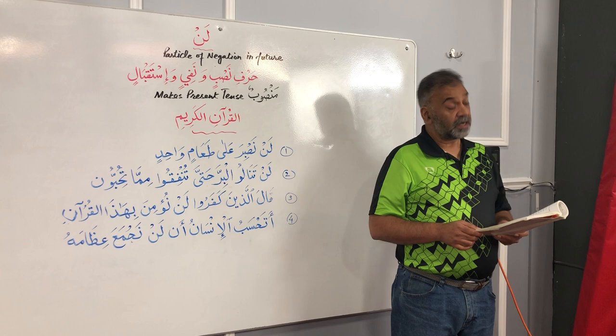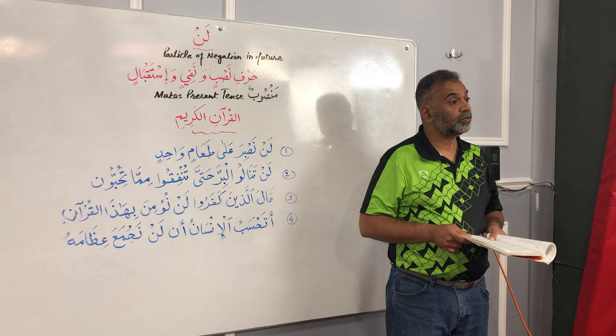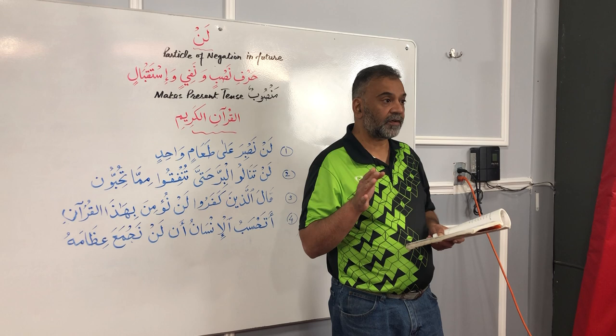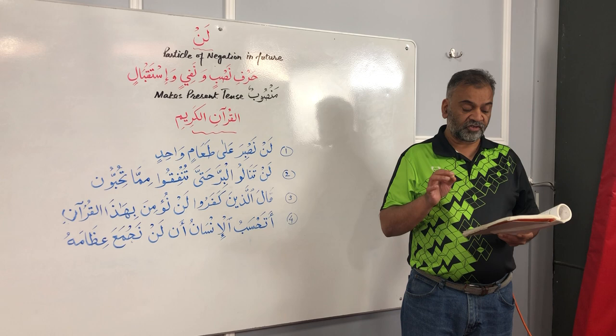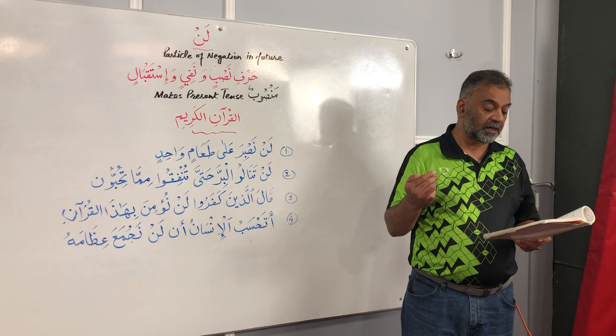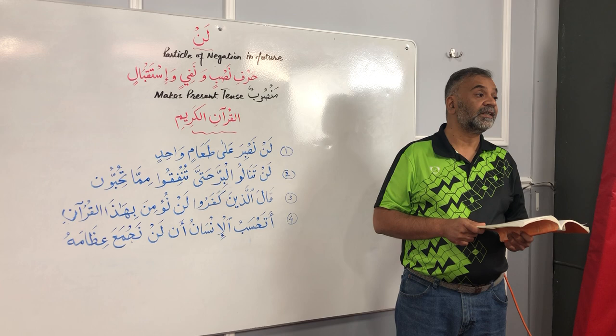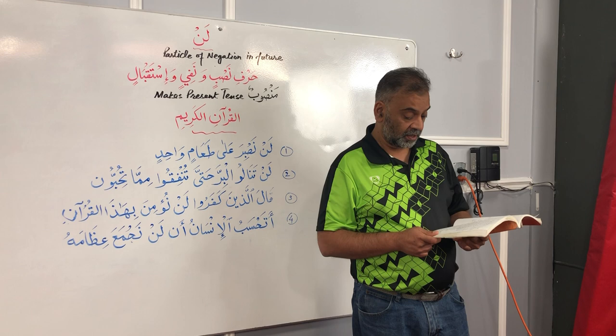Number five: lan ahlika. Halaka yahliku means to shave. Lan ahlika lihyati abadan, I will not shave my beard ever. Number six: lan yarja'a abi min Londona qabla Ramzana, my father will not return from London before Ramadan. Number seven: lan nashraba al-khamra abadan, we will not drink alcohol ever.